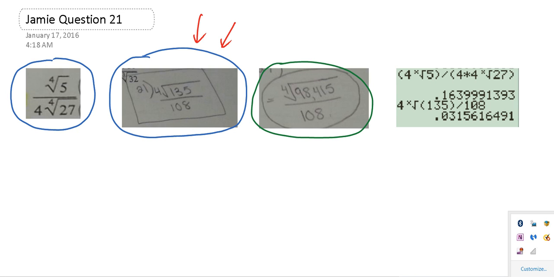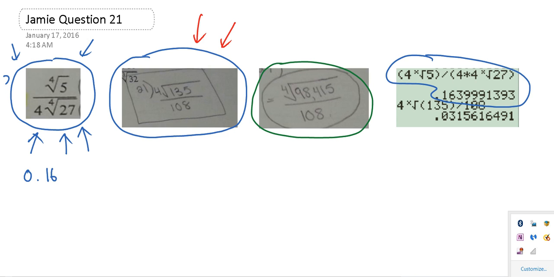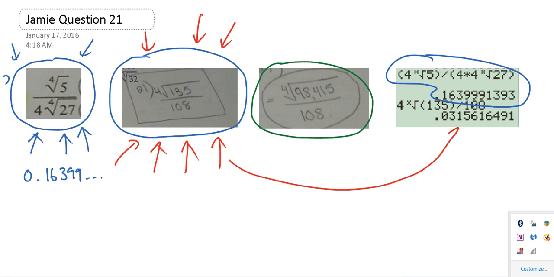If you take this original question and put it into your calculator, and I've shown the calculation steps over here on the side, you get an answer of 0.16399 and a bunch of other decimal places. And if you put your friend's answer into your calculator, which I have over here, you get 0.03156 and a bunch of other decimal places.